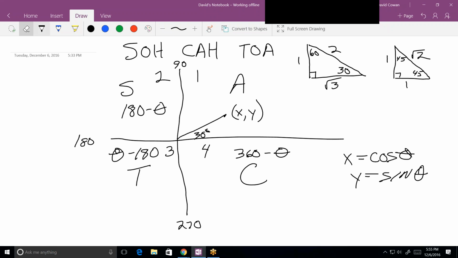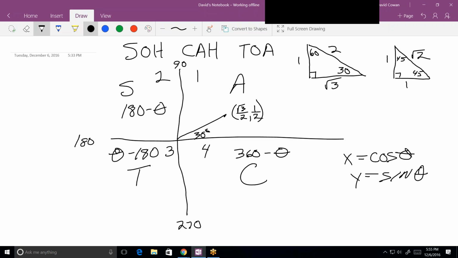We're trying to figure out what's specific. So what's the x coordinate going to be? Cosine of 30, and then... Look and tell me what the cosine of 30 is. Root of 3 over 2. Okay, so that's what goes there. Now what's the sine of 30? The sine is 1/2.